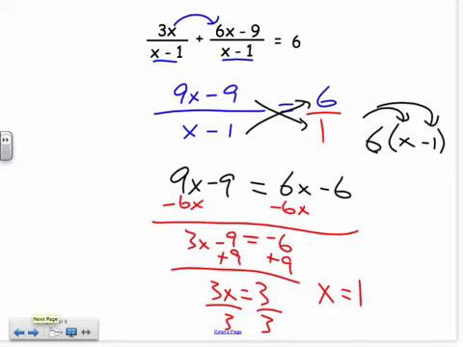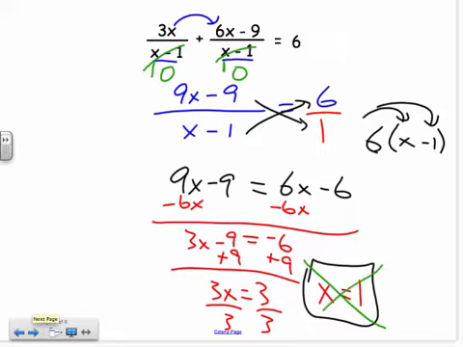So is that my answer? I should better check to see if it's an extraneous solution. That means I have to plug my solution back in. If I put a 1 in for x, what do we notice? 1 minus 1 is 0, isn't it? So that makes my denominator 0 in both these cases, and I cannot divide by 0. So this does not work. There is no solution here.